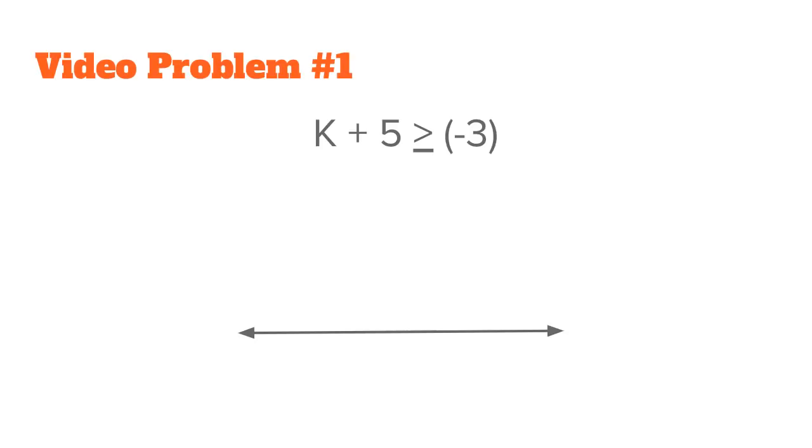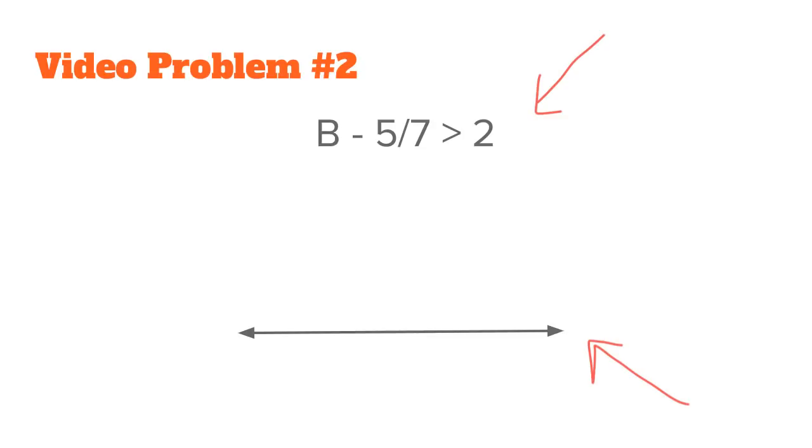All right, you are ready for video problem number 1. You are going to solve this and graph it. So solve and graph. K plus 5 is greater than or equal to -3. When you're ready for question 2, come back to me. Question number 2, you're going to solve and graph. B minus 5/7 is greater than 2. When you're ready for question 3, come back to me.